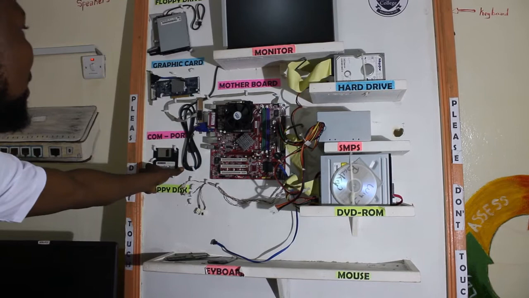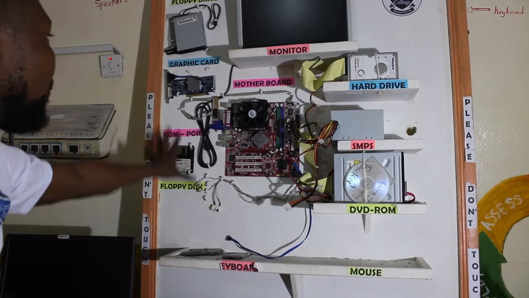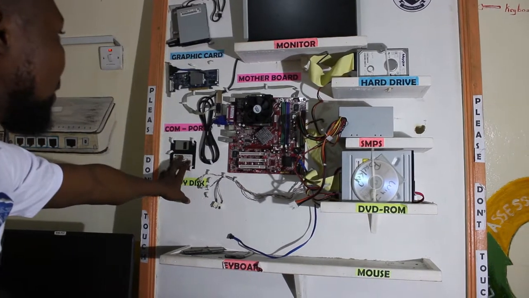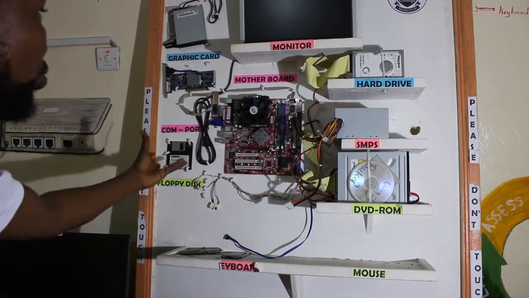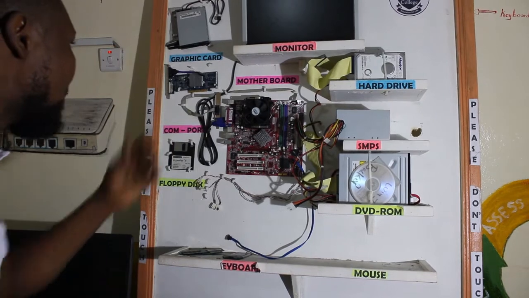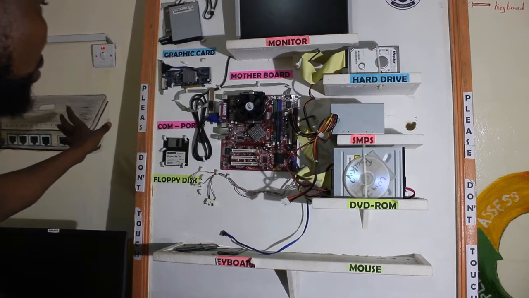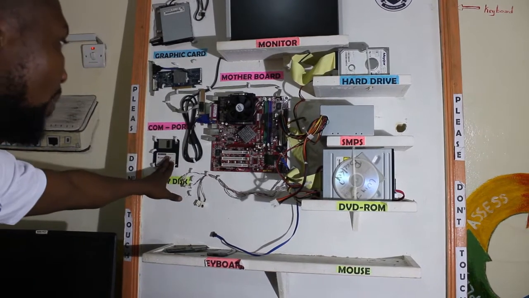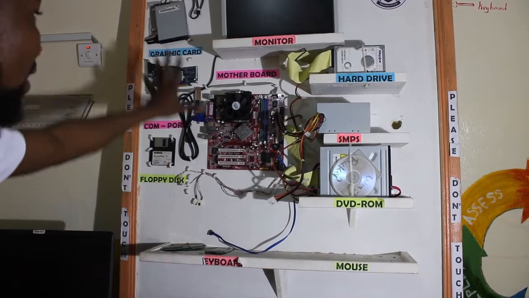And here we have what we call the floppy diskette. It is a storage device that we use to store information. It stored up to 5 megabytes of data in the early days of computers, but nowadays it's not used. It was replaced with CD and DVD discs.